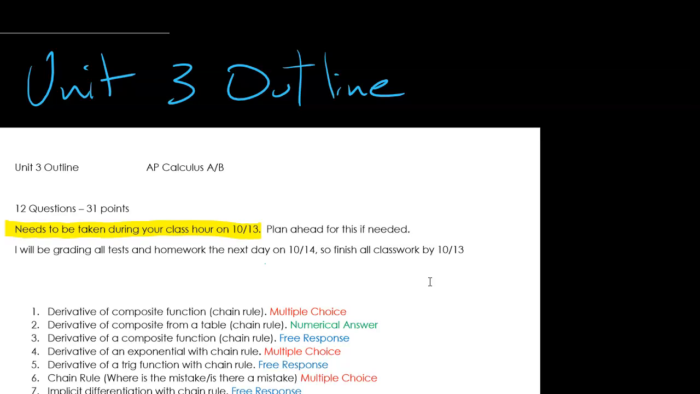So, again, I'll highlight the fact that I need you to take the test during class tomorrow. Now, I know there was one person who said they needed to take it later. I can't remember who that was, though. I'll go through the list and see if I can remember who it was. And that's fine. If you need to do something different, then let me know.